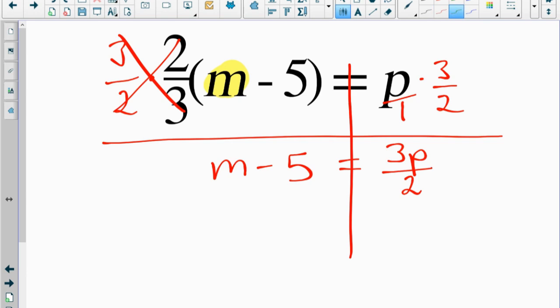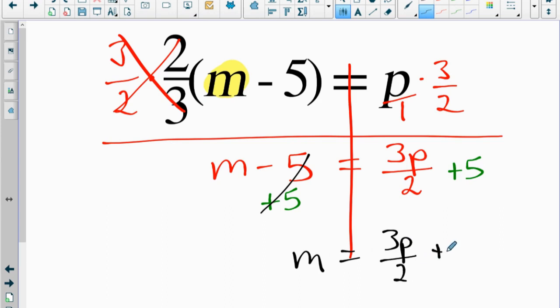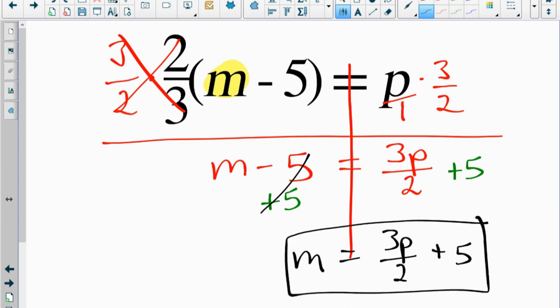But to finish solving for m, I just have to undo that subtraction. So I add 5 on each side, and I get m equals 3p over 2 plus 5 at the end. All right, so that's another way that we can solve a literal equation by using the inverses or reciprocals of a fraction rather than dividing by a fraction. So that might come up in a couple of your problems today.